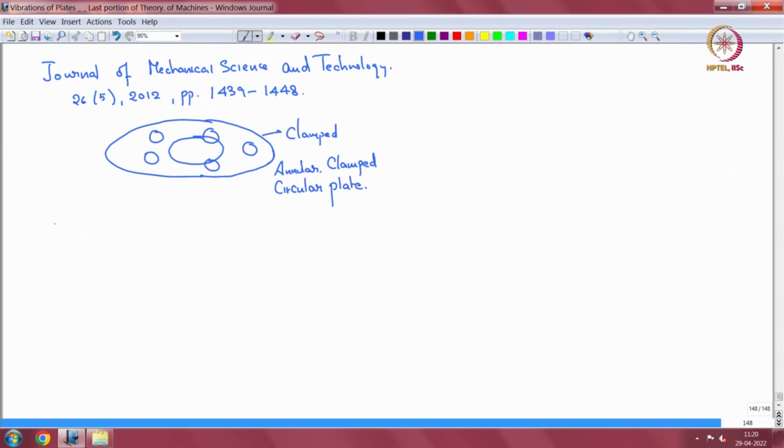The kinetic energy function is formulated as rho h by 2 integral over the area W square r dr d theta. Whatever be the area, if it's an annular plate, this is the area. And because it's polar coordinates, you need this r dr d theta.